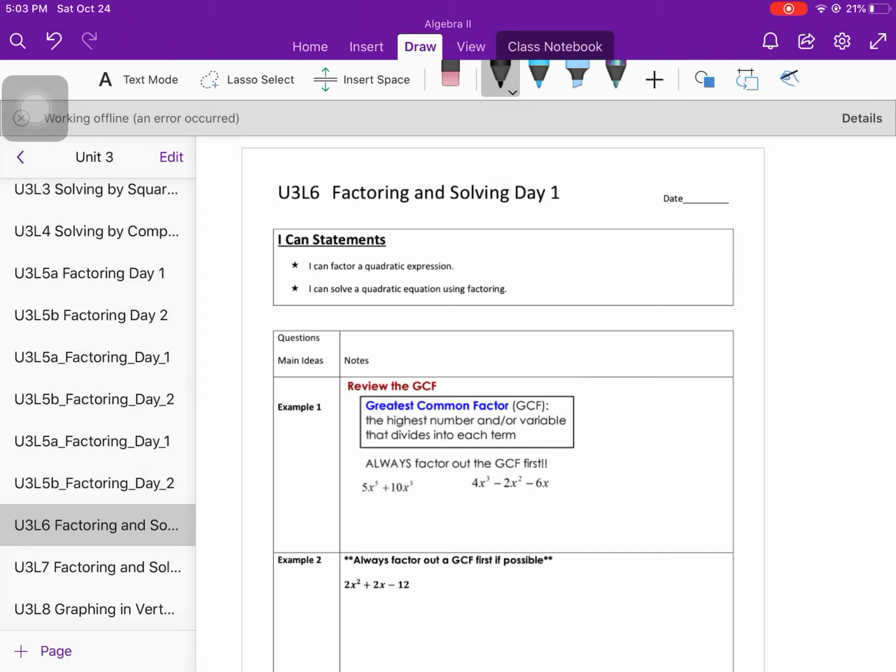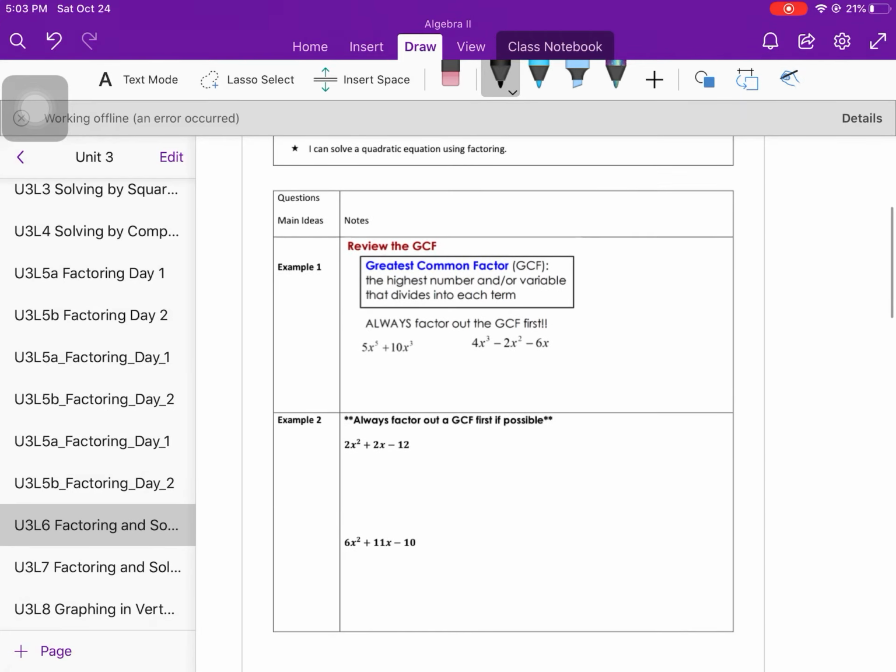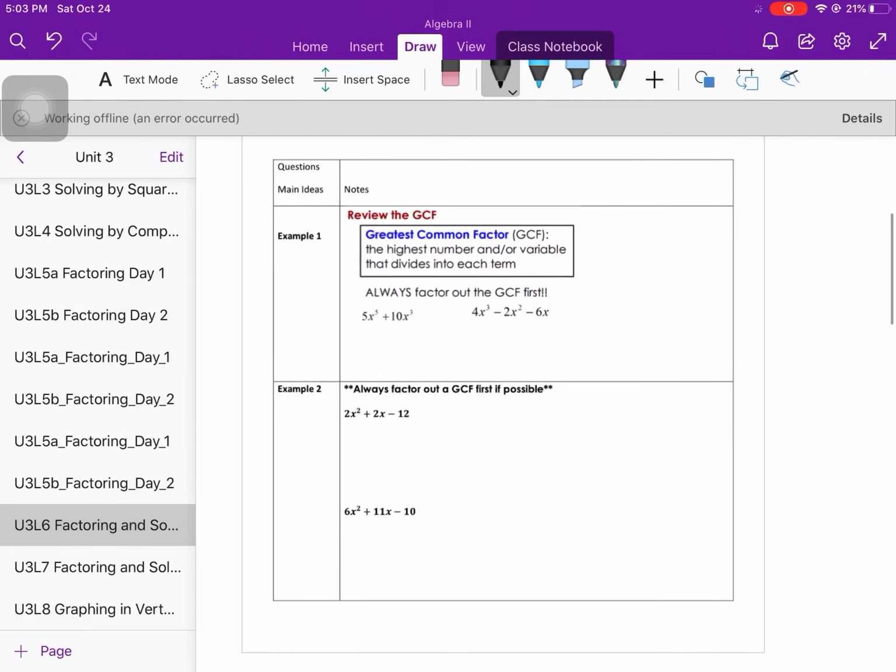Hey guys, welcome to Unit 3, Lesson 6. So today we are doing factoring and solving, the first part. The last lesson we did more practice with factoring. Today we're actually going to be solving quadratics by factoring.